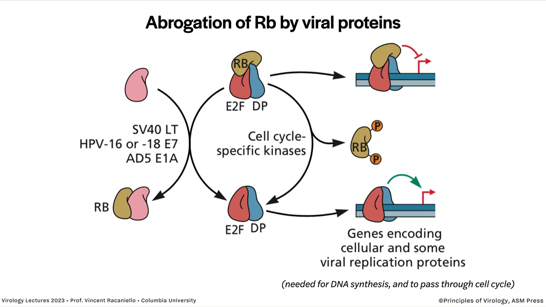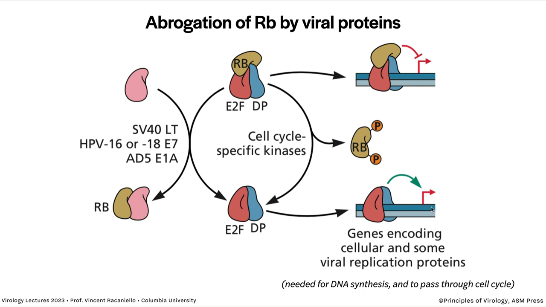So how does RB control the cell cycle? Well, here on the very right is schematized a DNA with a promoter, and imagine that there are multiple promoters that are encoding genes that are needed for the cell to divide, needed for DNA synthesis and to pass through the cell cycle. The promoters of those genes are controlled by transcriptional regulatory regions. And one of the sets of proteins that binds to these promoters, involved in cell division now, are two transcriptional regulators called E2F and DP.